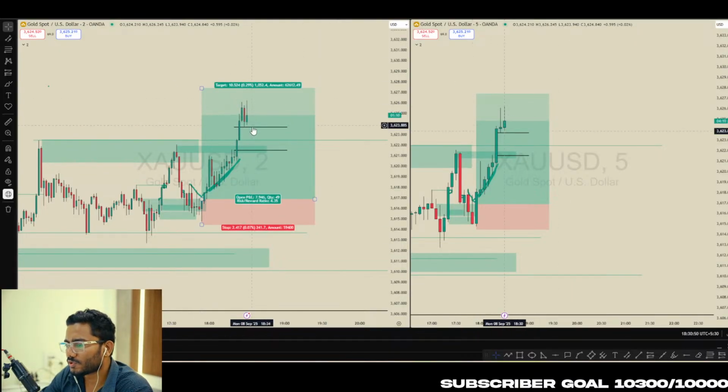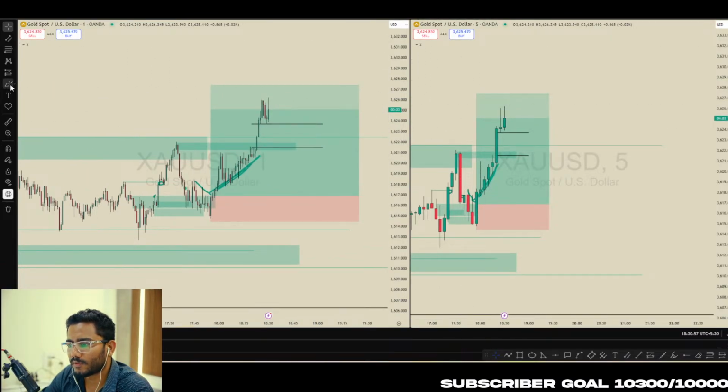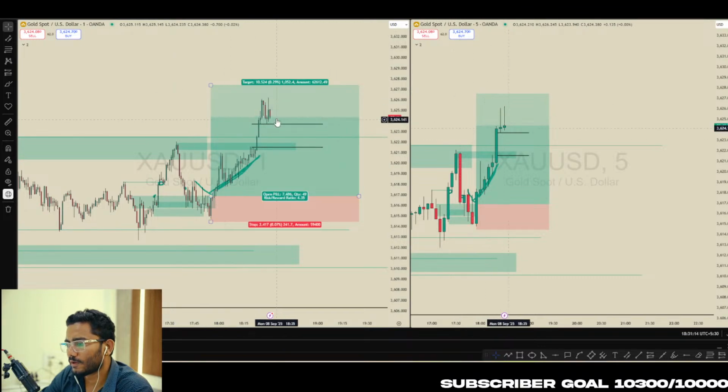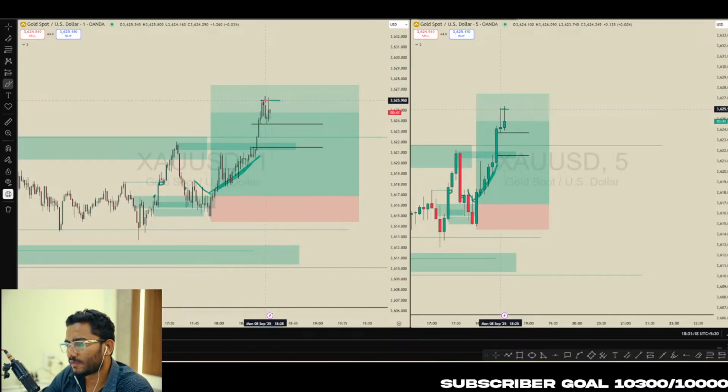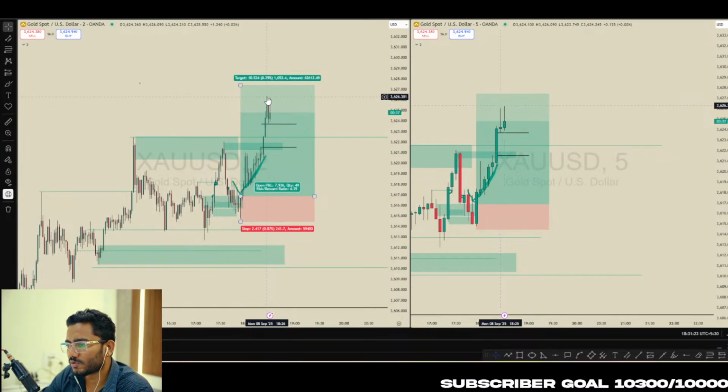If this candle closes to the downside, this one, it's sweeping the liquidity from this high. We could get a reversal because it's sweeping the liquidity from this high. We don't want that to happen, so we want price to close above the structure.